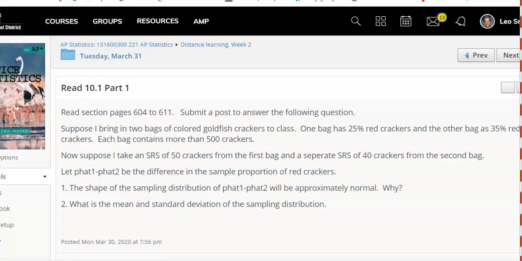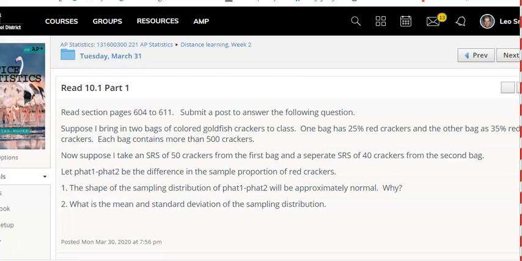Suppose I bring 2 bags of colored goldfish crackers to class. One bag is 25% red crackers, the other bag is 35% red crackers. Each bag contains more than 500 crackers, so with that statement, they're going to guarantee the 10% rule, which makes sure that the samples are independent from one another, because notice our sample size is 50. If it was any more than that, then that would violate the 10% rule, and the sampling would not be independent.